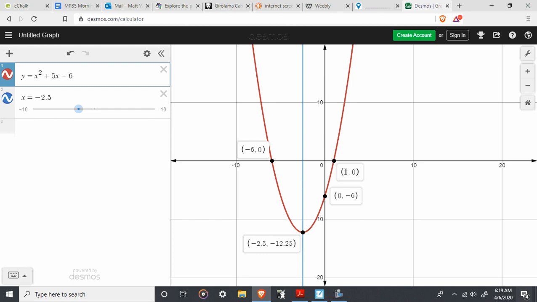These x-intercepts are probably the most critical value for us, okay? And we can call them by other names. We can call these the solutions, or we can call these the roots, okay?